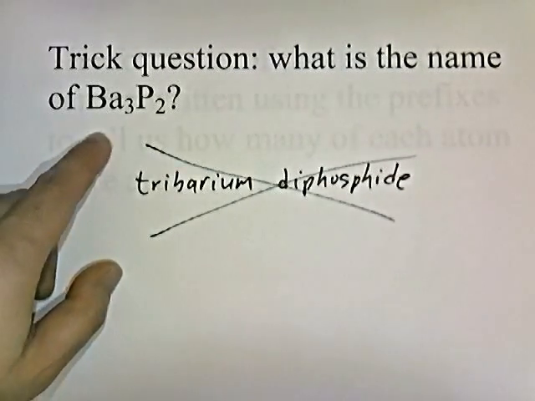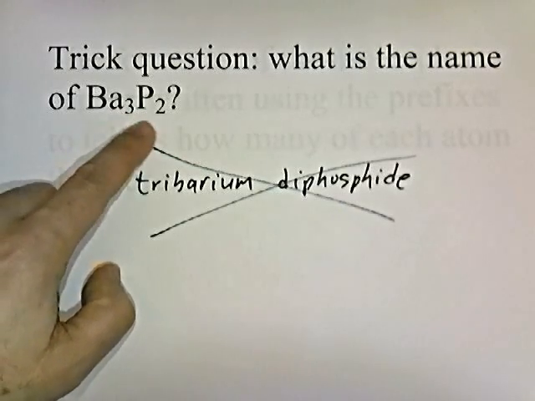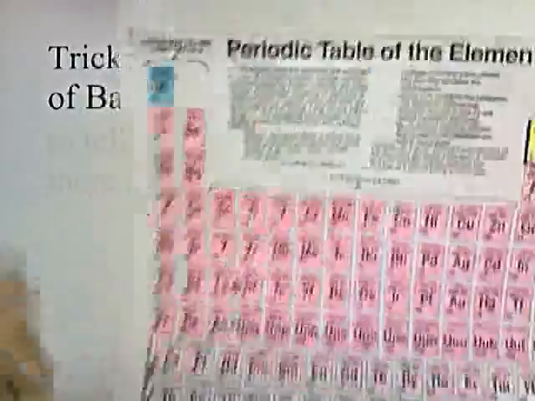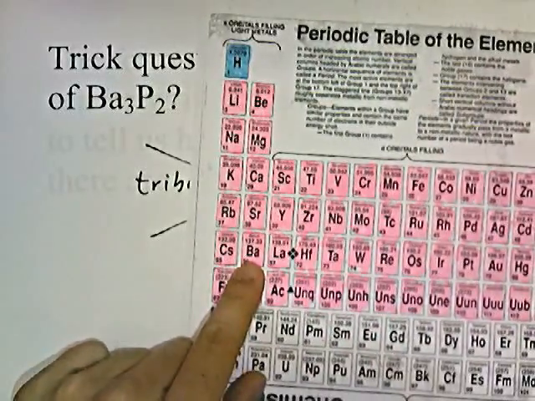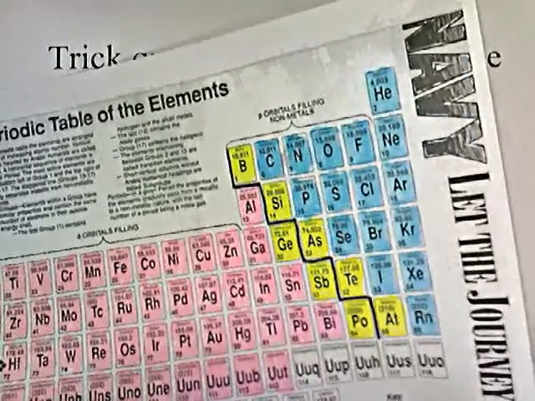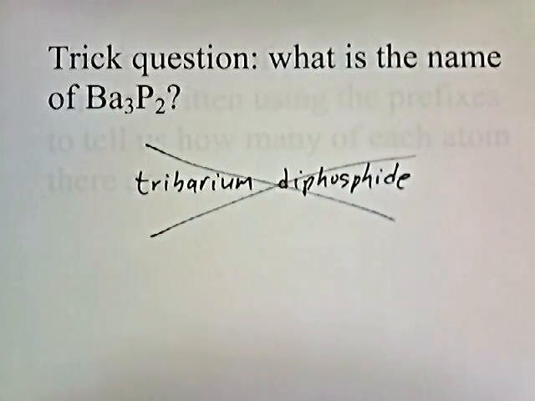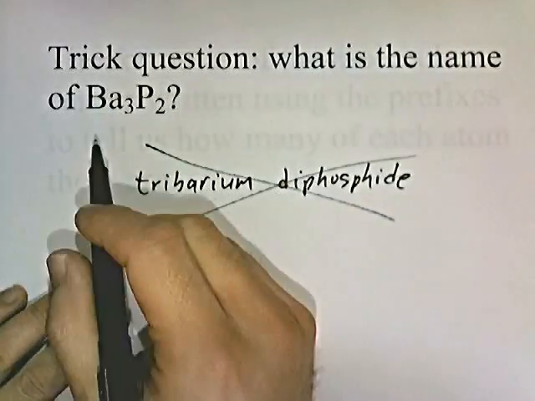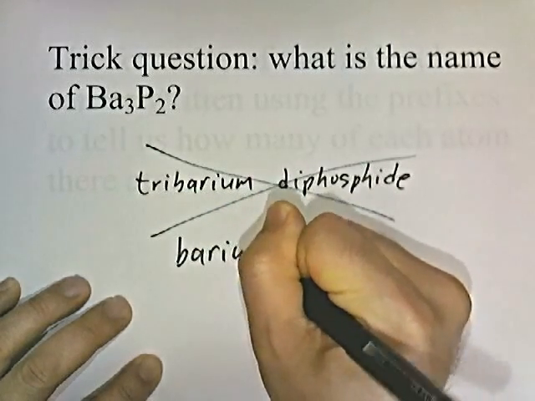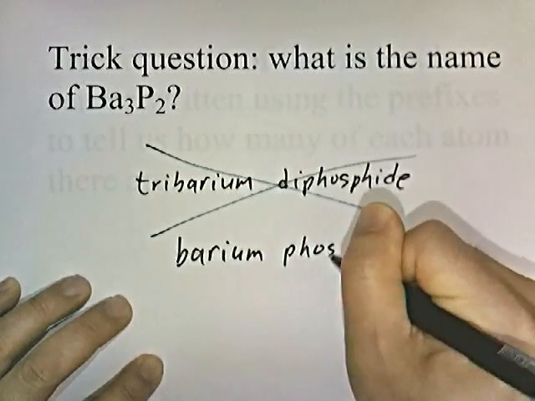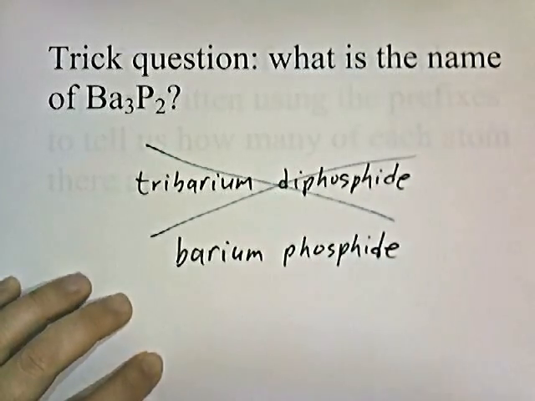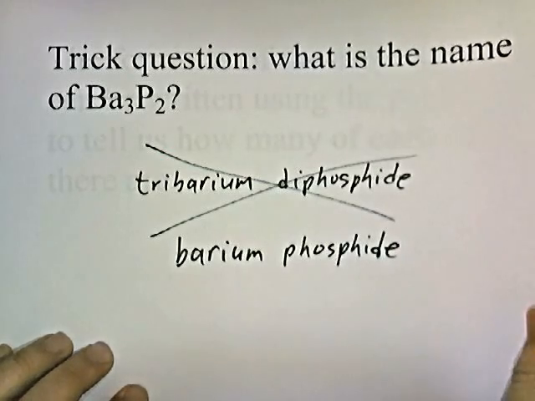Well, this is not a molecule. It's an ionic compound. Barium is right there. It's a metal. So a metal combining with a non-metal gives you an ionic compound. So you have to follow different rules. So if it's an ionic compound, it's just going to be barium phosphide. So you don't have to do any of those prefixes if it's an ionic compound.